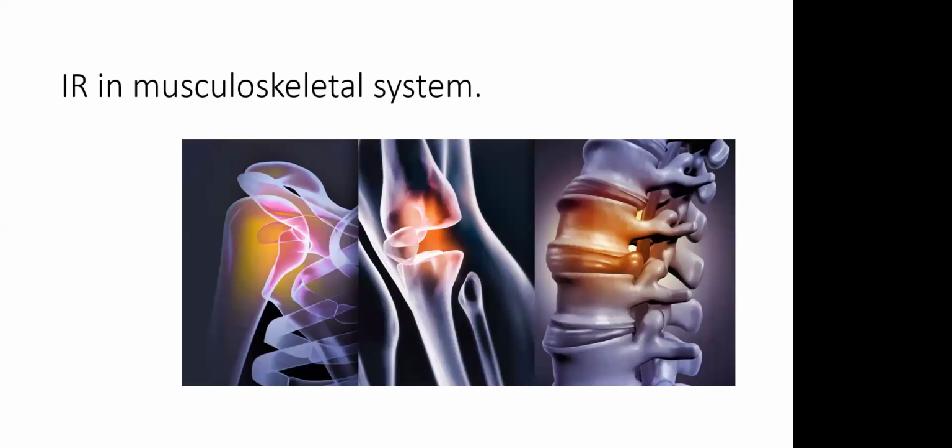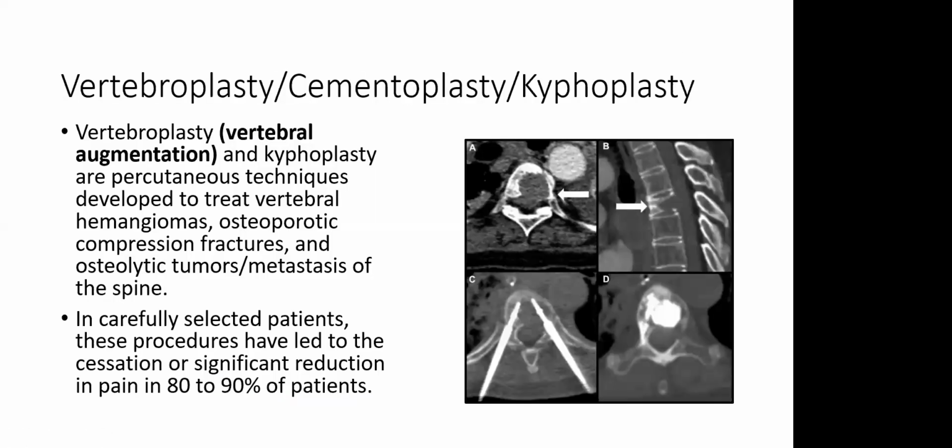I'll want to look at the musculoskeletal system, and in the musculoskeletal system, IR has a role in multiple areas, touching on several specialized units. Next slide. I want to start with vertebroplasty, cementoplasty, and kyphoplasty. Basically, these are percutaneous procedures developed to treat vertebral hemangiomas, osteoporotic compression fractures, and osteolytic tumors, metastasis of the spine.